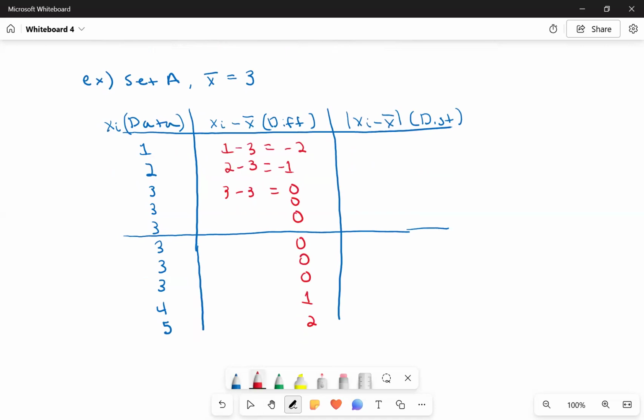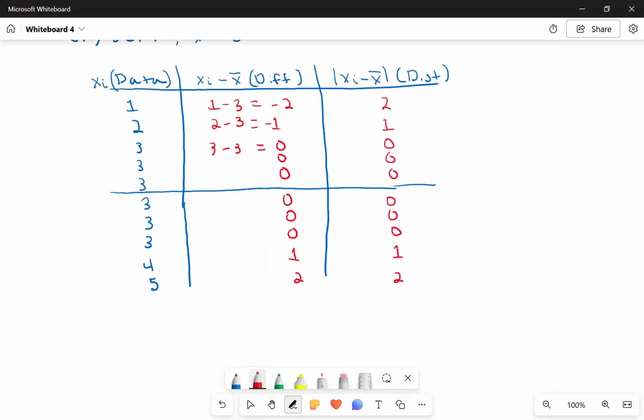So instead of negative 2, I'm going to have 2. Instead of negative 1, I have 1. And then I have 3 zeros, and 3 more zeros, and then 1 and 2. And now I'm going to find the mean of this last column.